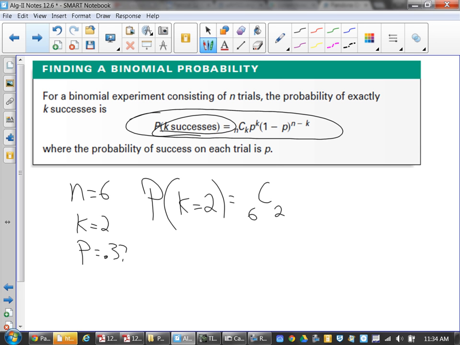So 0.37 squared. Now it's going to be 0.37 squared. And what's failure then?